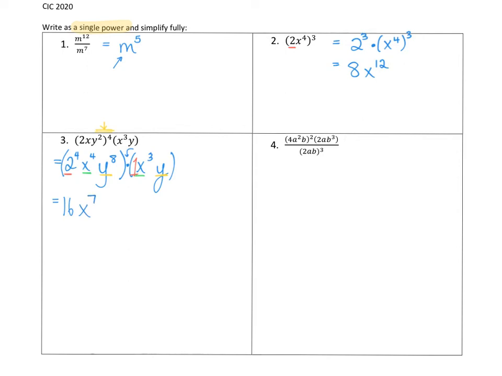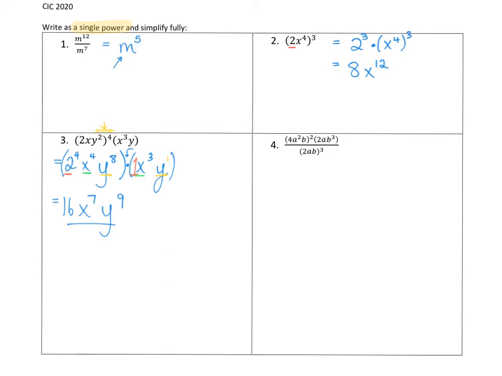Then we have our y's. We have a y to the 8 and a y to the, hopefully you knew this, is an imaginary 1. And so we're going to keep the base and we're going to add the exponents. Okay, and nothing else you can do here. This is all multiplication. This is a monomial. This is one term, and that's simplified. Okay, now let's try one more. It would be really great right now if you pause the video and try it by yourself and then see if you get the right answer.